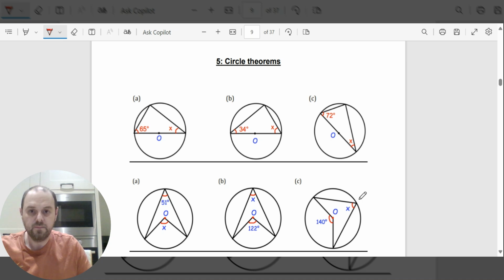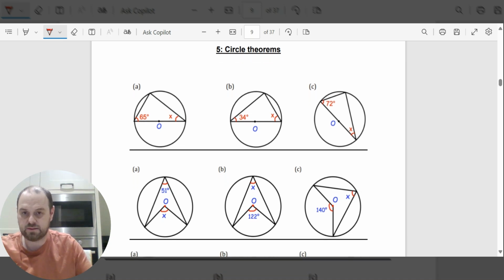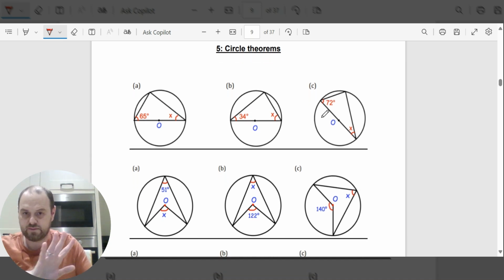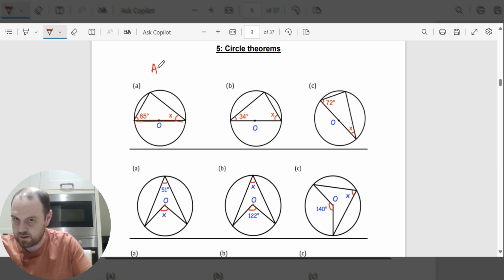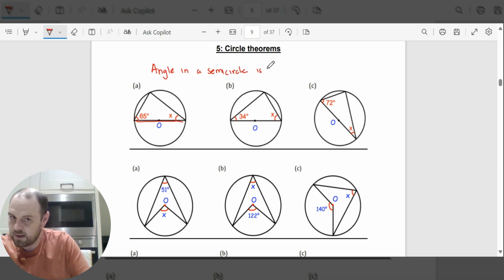Circle theorems. I'll do this now, even though I'm going to do it tomorrow. Okay, four of them to learn. Number 1. If we have a line across the center that makes a semicircle, so I'm going to write what the rule is here. The angle in a semicircle is 90 degrees. What I mean by that is this.